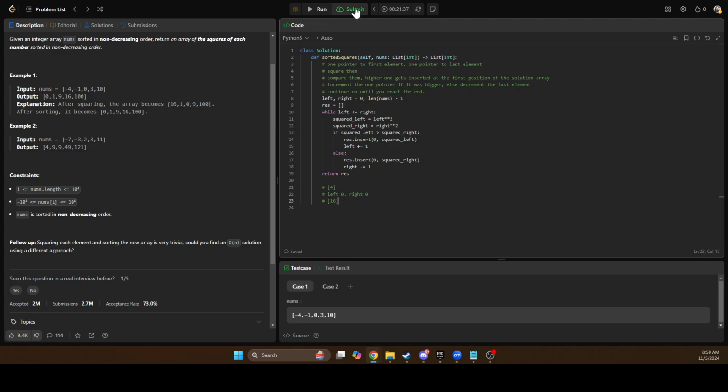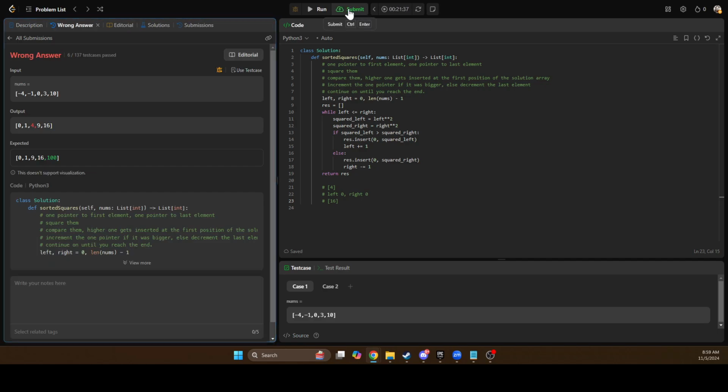Okay, we're going to submit this. Wrong answer. Okay. Squared right, 100. So why did this not work? Right equals, if squared right, squared left equals squared right. Insert squared right minus or equal to 1. Output was 1014,916.